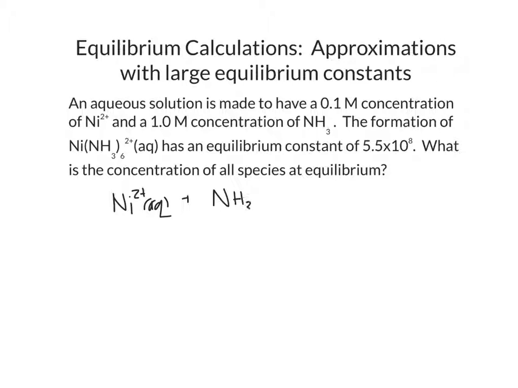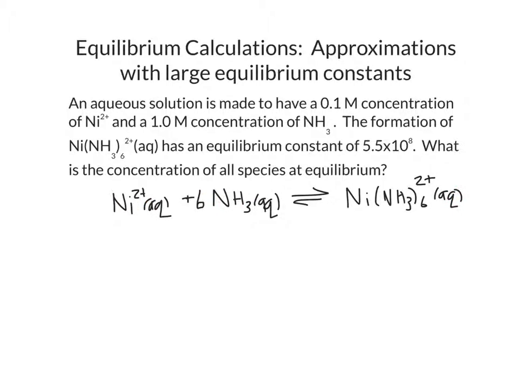aqueous, and we're told that that forms, so is in equilibrium with, a nickel amine complex that has a 1 to 6 stoichiometry, so 1 nickel to 6 ammonias. And so to balance this reaction, I'm going to need 6 ammonias on the reactant side. So that's my equilibrium reaction, and the equilibrium constant for that reaction is 5.5 times 10 to the 8th, telling me that I mostly have this in solution with a little bit of this left over.